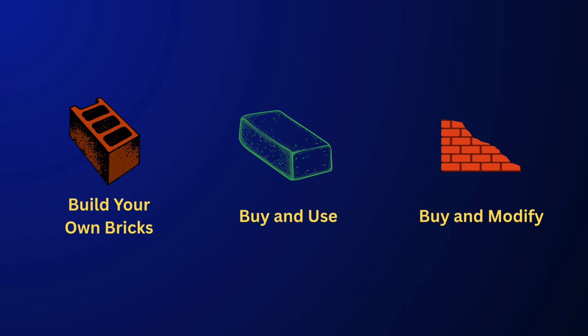So you have essentially three options. Option number one, you set up a factory for building your own bricks, then use the bricks in constructing the wall. Then option number two is you go to the factory and buy the bricks from there and then construct the wall. And option number three, where you have to customize the wall, you buy the bricks and modify them to the shape you want, depending on the need of the wall that you are trying to build.